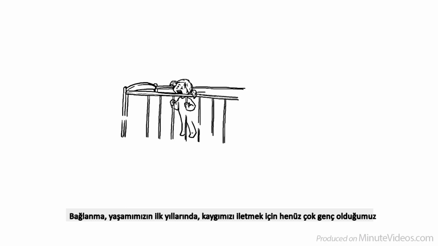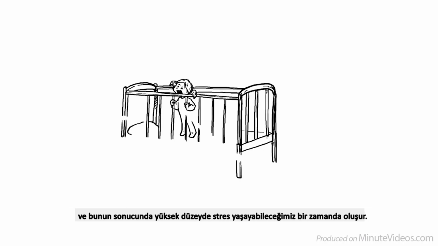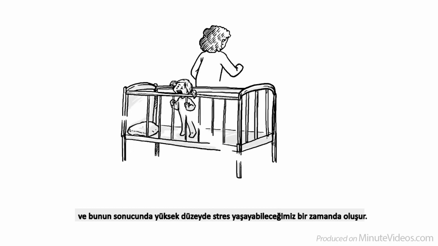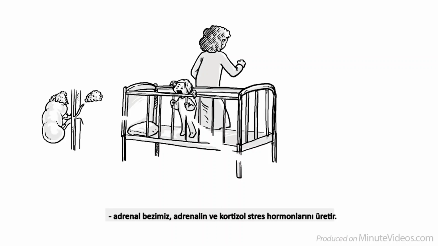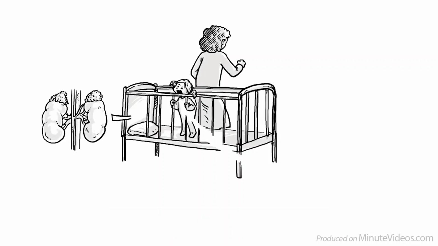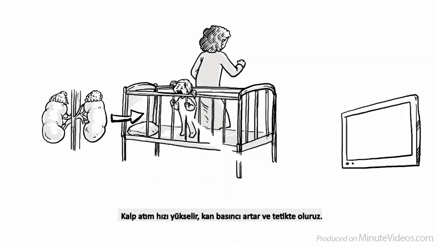Our attachment is formed in the very first years of our lives, a time when we are too young to communicate our anxiety and as a result can experience high levels of stress. Then our adrenal gland, an organ sitting on top of our kidneys, produces the stress hormones adrenaline and cortisol. The heart rate increases, the blood pressure goes up, and we become alert.